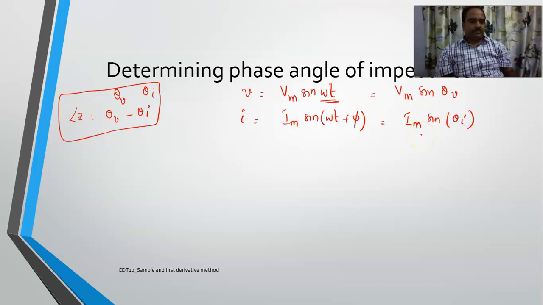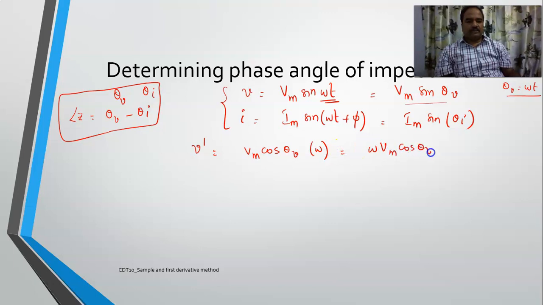Right. So if I apply differentiation to this one, V dash is equal to what I'll be getting. This is Vm. Sine will become cos. The internal derivative of theta V, where theta V is equal to omega t, right? If I take the internal derivative, I'll get omega. So this is omega Vm cos theta V. Whereas similarly, I dash will become Im omega cos theta I, right?